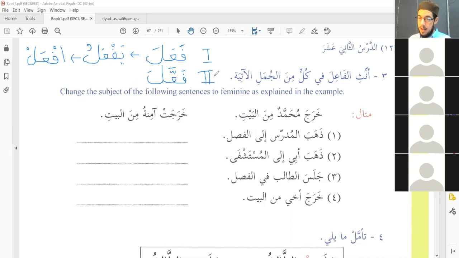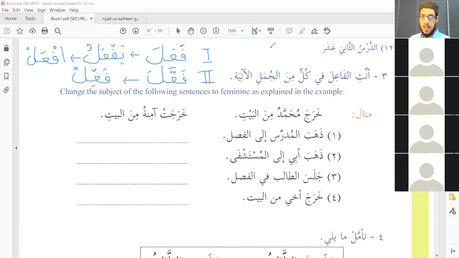When it comes to making commands in the second form, we don't have to go to the present tense at all. We just go right to fa'il. This is the pattern of commands from the second form verbs. Fa'il, doubled middle letter. Oops, kasra on the middle letter. I wrote a fatha, sorry about that. And it ends with a sukoon. Right? So annith is an example of this, okay?